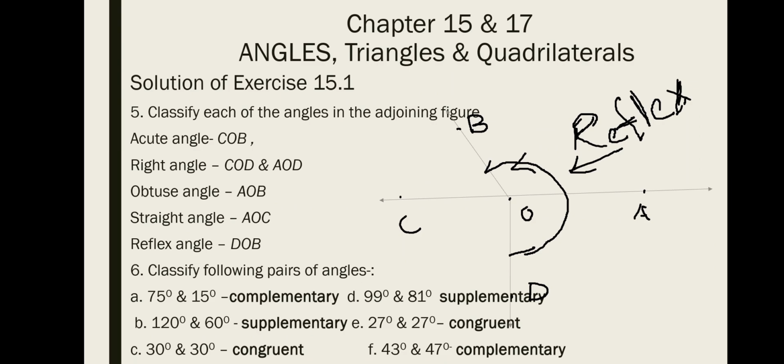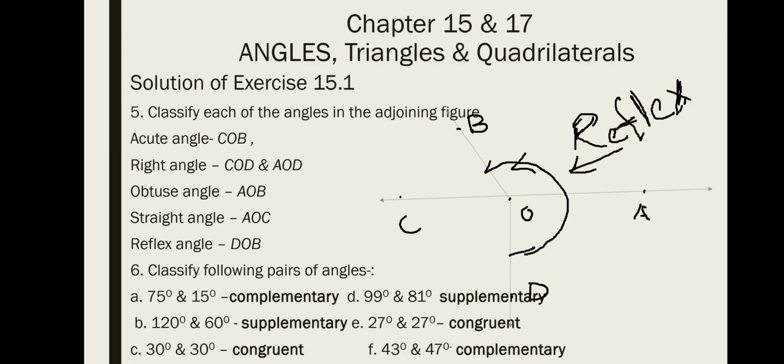Solution of exercise 15.1, chapter angles. Fifth question. Classify each of the angles in the adjoining figure. Acute angle COB. Right angle COD and AOD, both the sides. Obtuse angle AOB. Straight angle AOC. Reflex angle DOB. Now a straight angle can be on both the sides, so AOC only.